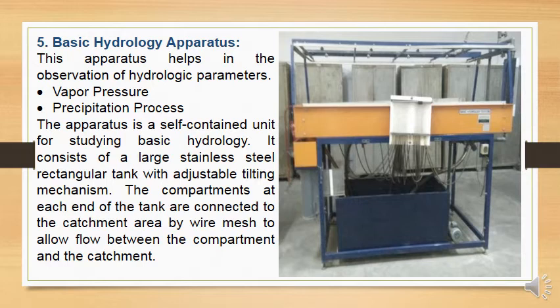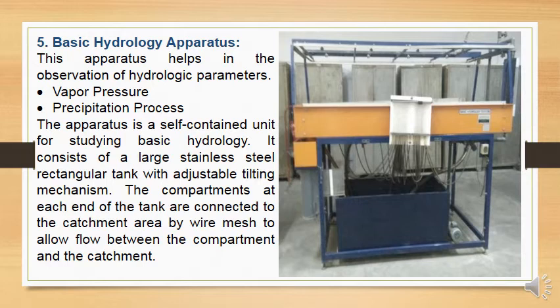Next one is basic hydrology apparatus. Here you can see a certain number of pipes coming from one particular channel, and then going through a certain flowing type of apparatus. This apparatus helps in observation of hydrological parameters: vapor pressure, precipitation process. Precipitation means the rainfall. Vapor pressure means how much amount of the water is vaporized and becomes a part of the environment, and then again it is going to precipitate and come again onto the ground.